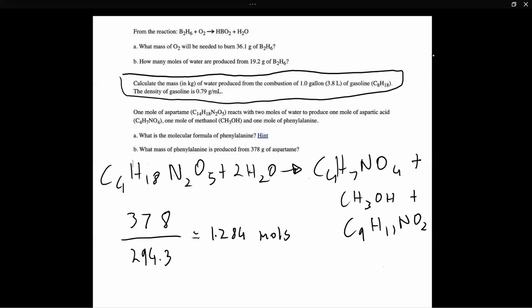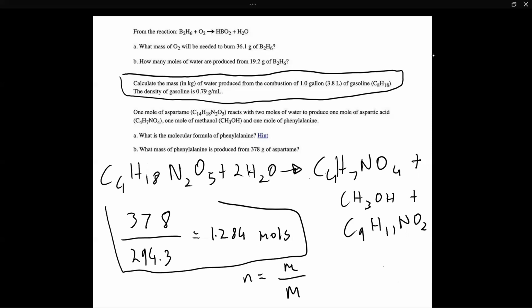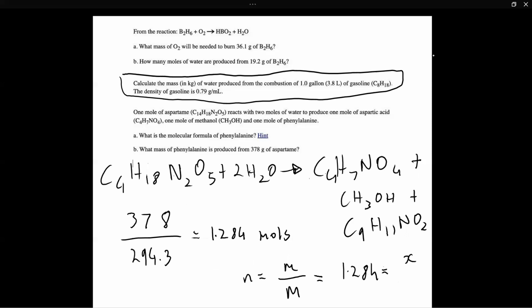Now, all we have to do to calculate the mass is to use the n equals m over M equation, just like we did over here, but we just have to rearrange the variables. So 1.284 is equal to the mass in grams, which we need to find out, which is X, over the molar mass of phenylalanine, which is 165.19. And this gives us X, or the mass of phenylalanine produced, is 212.17 grams. That's the answer.